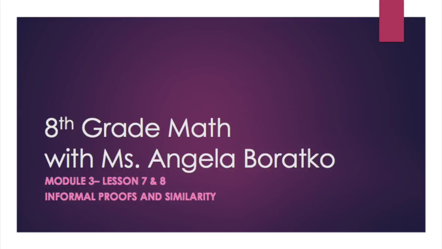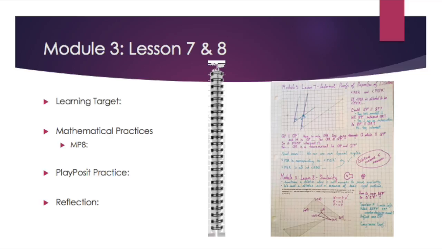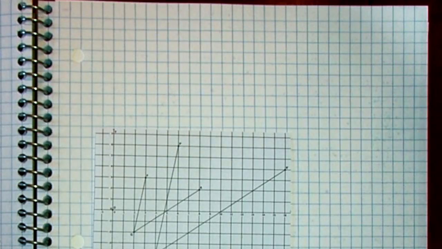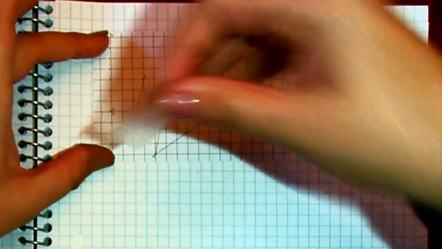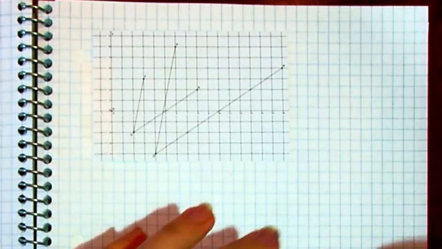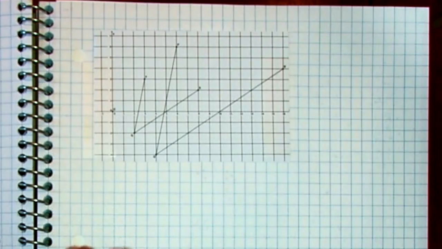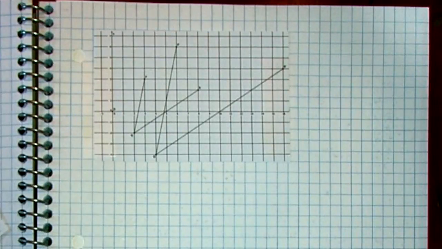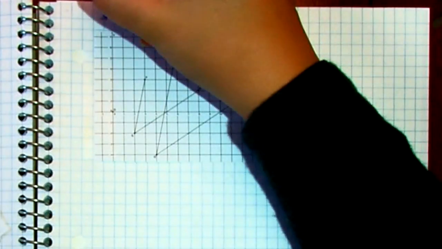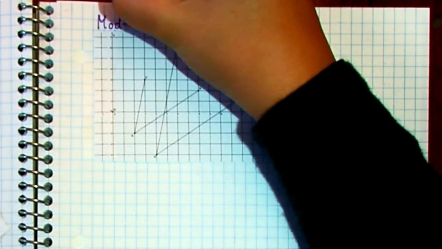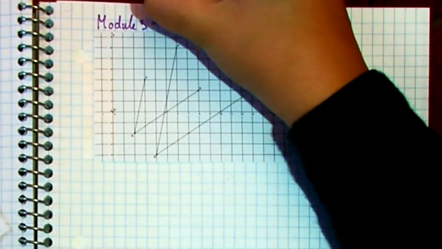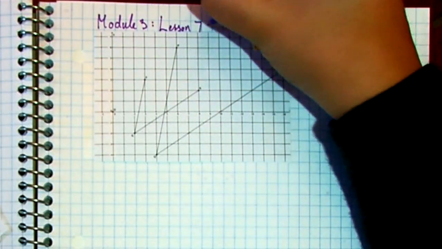Today we're focusing on Module 3, Lessons 7 and 8. Our topic is the informal proof of properties of dilations, as well as similarity. Before we start, I have a couple of cutouts for you for your notebook. This first one we're going to place at the top, and we're going to use it to look at some angle properties as we discuss some informal proofs of properties of dilations.